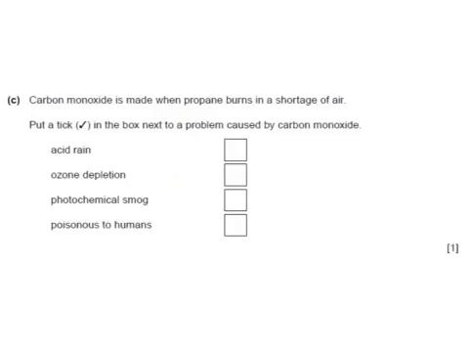Some past paper questions. Carbon monoxide is made when propane burns in a shortage of air. Put a tick in the box next to the problem caused by carbon monoxide. It's poisonous to humans.